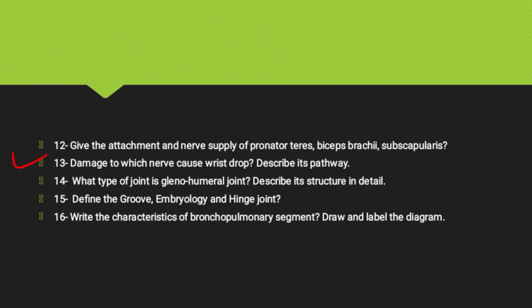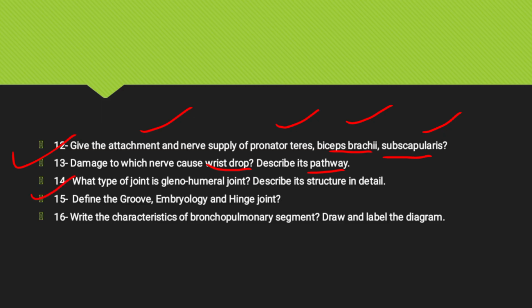Next, question number 12 is: give the attachment and nerve supply of pronator teres, biceps brachii, and subscapularis. Pronator teres helps in pronation, biceps brachii in supination and elbow flexion, and the subscapularis in internal rotation. Give their attachment and the nerve supply. The 13th question is: damage to which nerve causes the wrist drop? Radial nerve, describe its pathway.